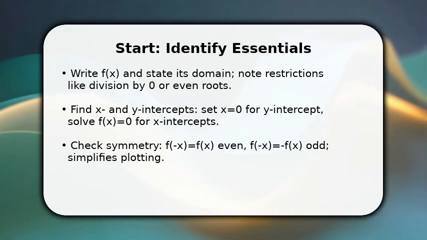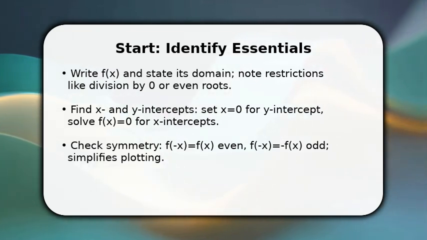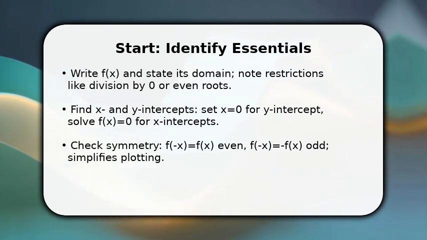You have the function, now act. First, state the domain so you know where to plot. Next, find the y-intercept with x equals 0 and the x-intercepts by solving f(x) = 0, and mark them.